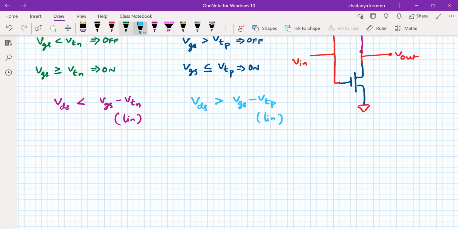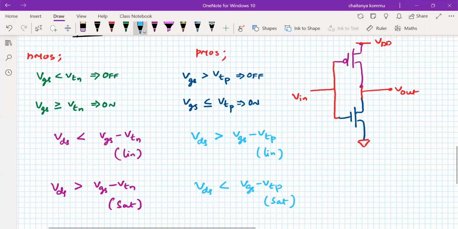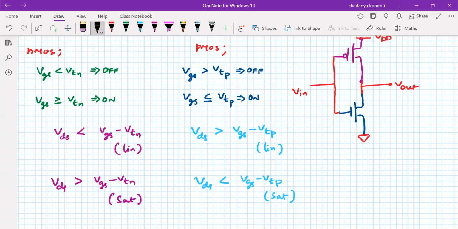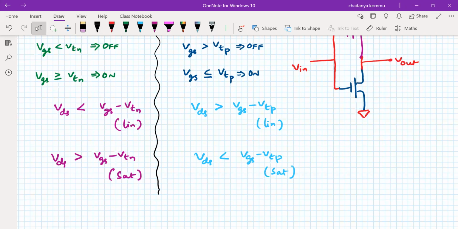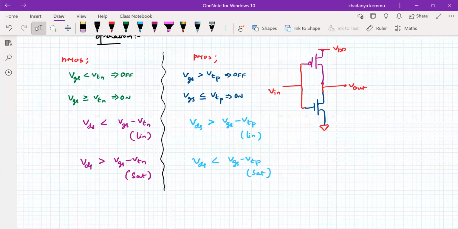Now again, we need to consider another point. When the VDS value is greater than VGS minus VTN, then it is called saturation. So here, for the PMOS, when the VDS value is less than VGS minus VTP, then we can say that it is in saturation. So these points we should remember. For the NMOS as well as the PMOS, this difference should not be forgotten, because in order to identify the characteristics of the particular structure, these are very important for us.